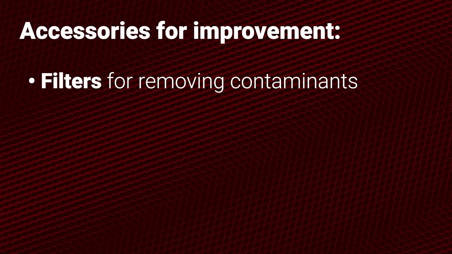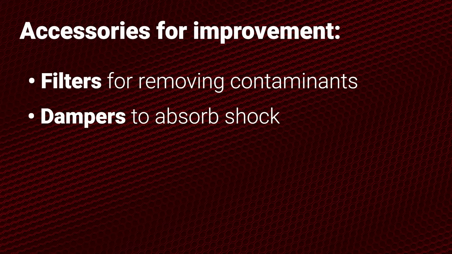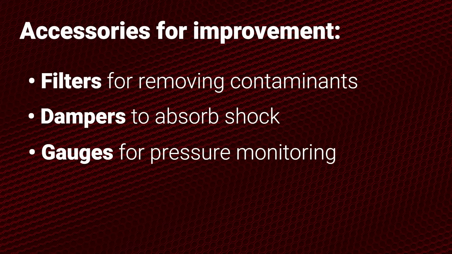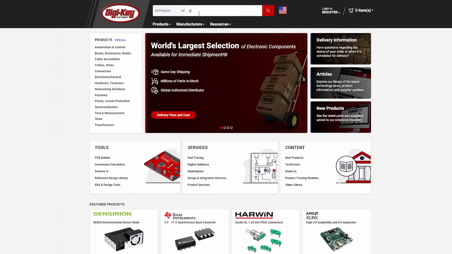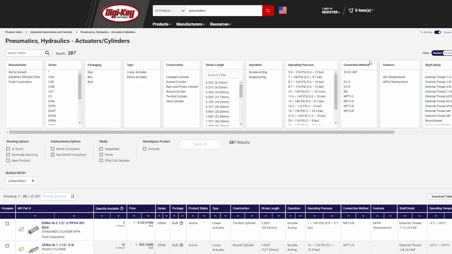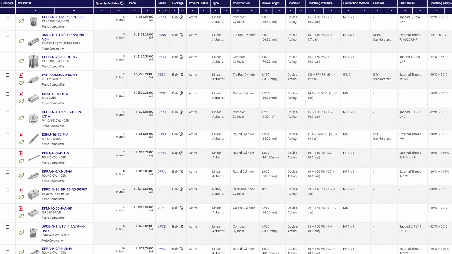Hydraulic and pneumatic systems are improved using accessories such as filters for the removal of contaminants, dampers to absorb shock, gauges for pressure monitoring, accumulators for pressure compensation, and much more. Find a wide array of actuators, valves, and accessories for light or heavy-duty hydraulic and pneumatic systems on Digi-Key.com.